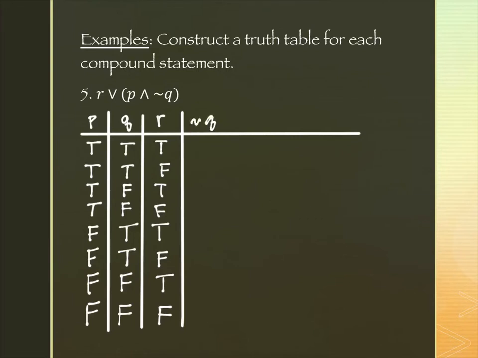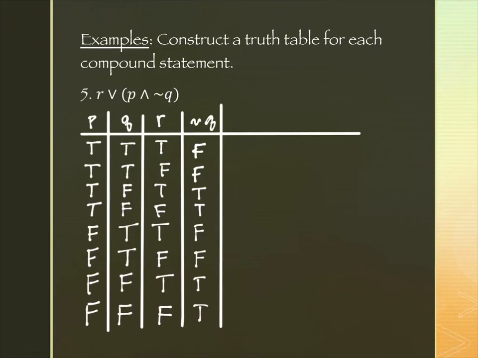Tilde Q. So we'll make a column for tilde Q. And it's solely based on Q, right? So Q is true, true, false, false, true, true, false, false. So what will tilde Q be? False, false, true, true, false, false, true, true. Right. Can I get an amen on tilde columns? They're nice. Very predictable. Okay.